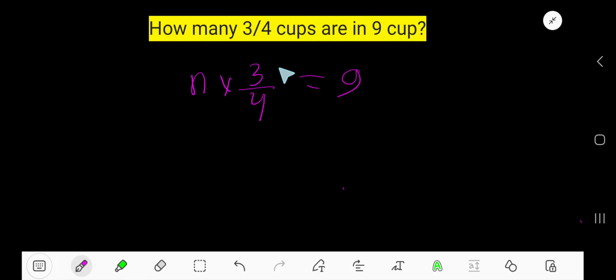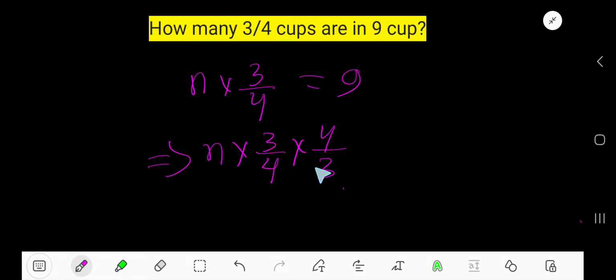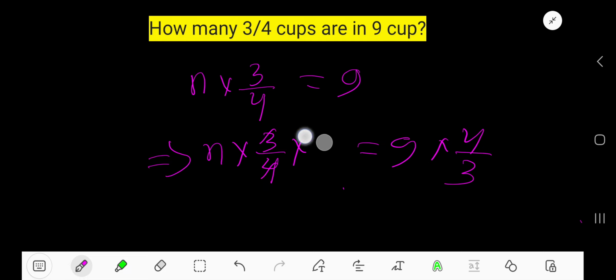This means that we are adding 3/4 cups of something n times. Now find the value of n, and to do so just multiply both sides by the fraction 4/3 to free n. Cancel, cancel, cancel. So n equals this.